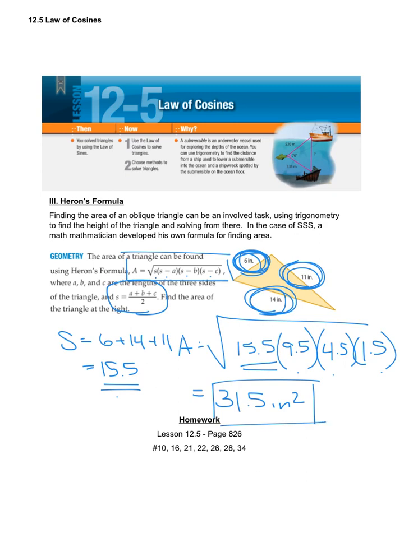So again, this formula is super handy if you're given all 3 sides. It saves you some time. You don't have to do any trig ratios to find the height of the triangle. You can simply plug in those 3 side lengths into Heron's formula to figure out your area.